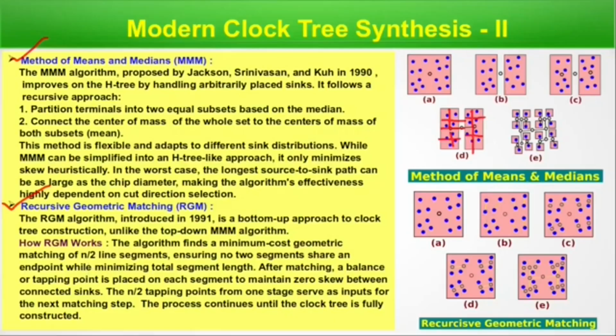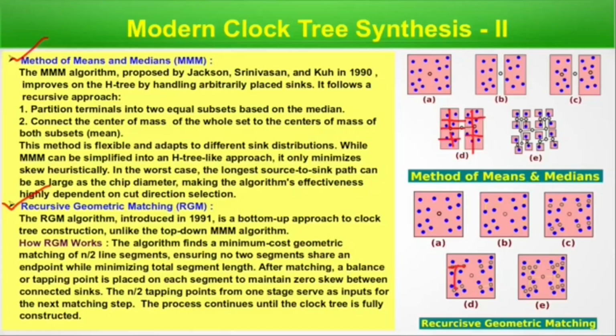So these two points are connected by this segment, and these two segments are considered and they are connected. In between there is a tapping point found. These two segments are connected and there is a tapping point. So the tapping points of these two and the tapping point of these two are connected. Now between these two there is a tapping point, and again a tapping point from here. So these are connected like this.